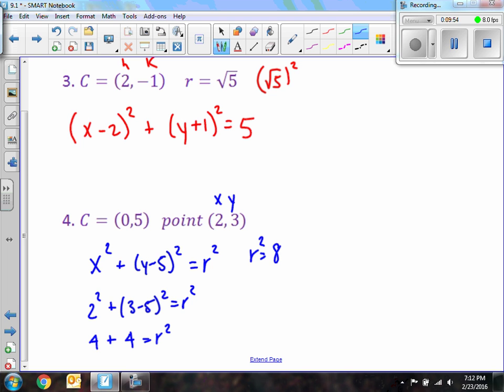Now if you wanted to go ahead and solve for r, that's great, but what we really needed to know was r squared. That's what we were looking for. So our final answer, once we plug everything in here, is x squared plus y minus 5 quantity squared equals 8. And you're done.